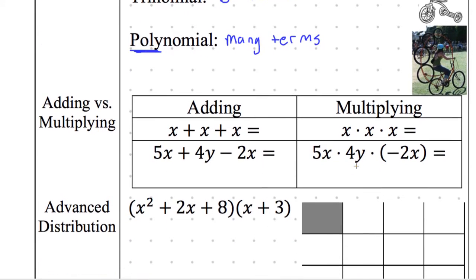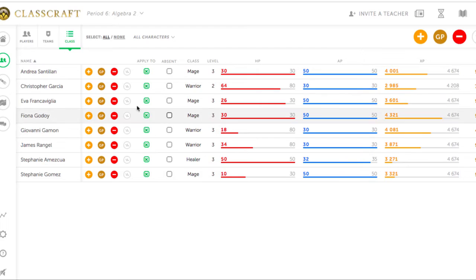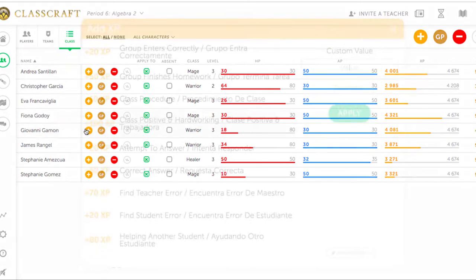All right. So, adding versus multiplying. If I add x, x, and x, this is from our warm-up yesterday, Gio. 3x. So when I add, 3 is the coefficient, and if you don't know that word, you should know that word. This is called the coefficient. The coefficient counts how many x's there are when you add. So thank you, Gio.